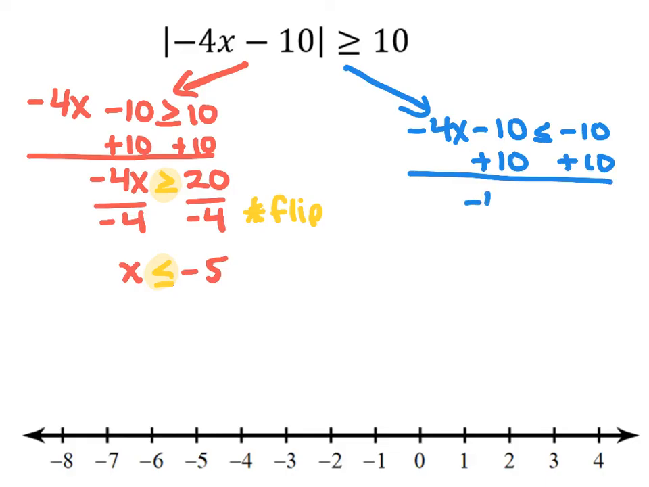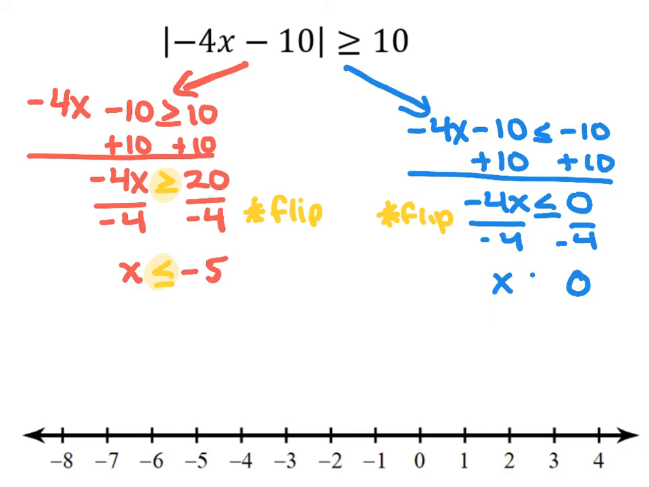To solve the other inequality, I would have to add 10 to both sides. So you'll have negative 4x is less than or equal to 0. Then you would divide both sides by negative 4. So x gives you 0. And then you have to flip the inequality sign so it becomes greater than or equal to, because we're dividing by a negative.